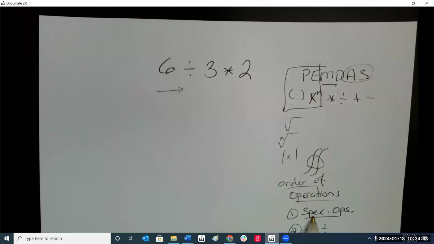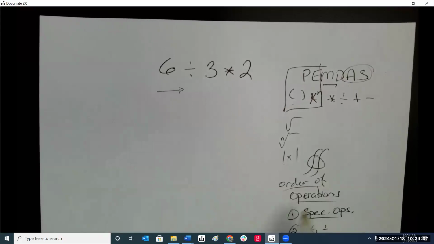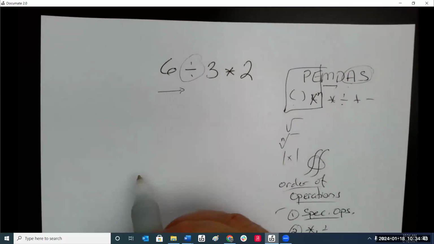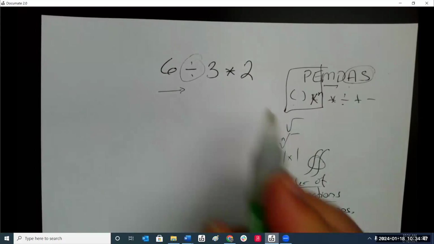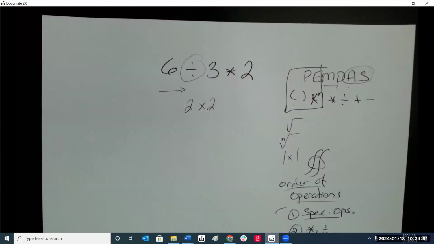So, are there any special operations in this whole thing? No. So, we're done there. Are there any multiplication or division? Yeah, left to right, you do this one first because it got there first. They're on the same level of importance. 6 divided by 3 is 2. No special operations.